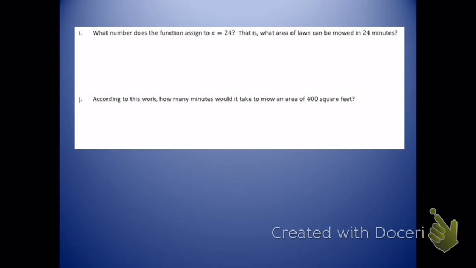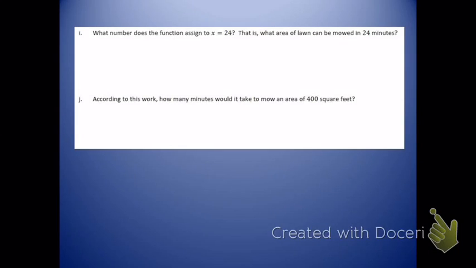Okay, so part I, what number does the function assign to x equals 24? That is, what area of lawn can be mowed in 24 minutes? So pay attention to this vocabulary. One of the ways we talked about functions is that functions assign values to the input. So I have an input of x equals 24. The function is going to use the rule and assign an output value to it. So what number does the function assign to x equals 24?